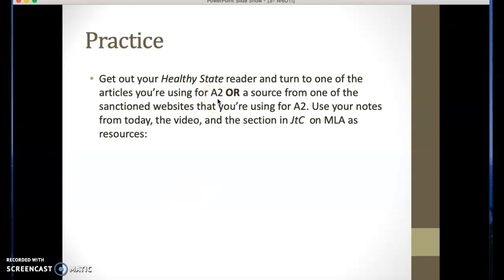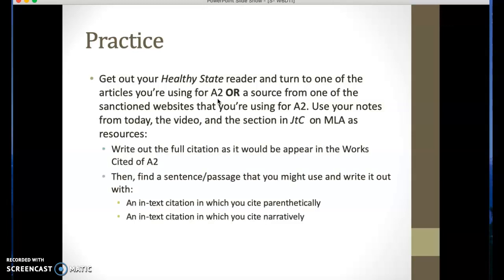So I want you guys to do a little bit of practice on your own. Get out your Healthy State Reader and turn to one of the articles that you're using for A2, or a source from one of the websites that you're using for A2. And I want you to use your notes from today, a video that I'll have up on Canvas, and the section in your In Conversation textbook on MLA citation as resources for doing this.